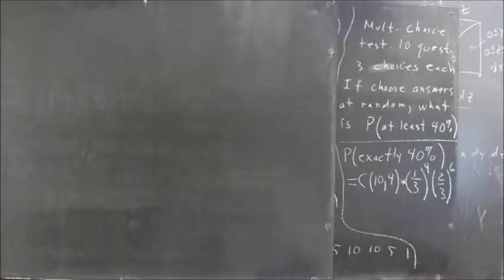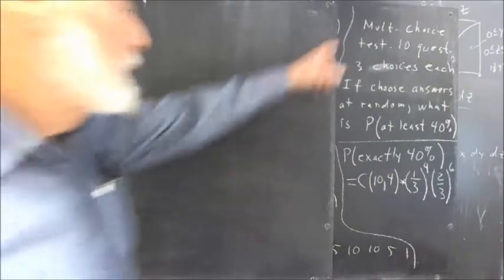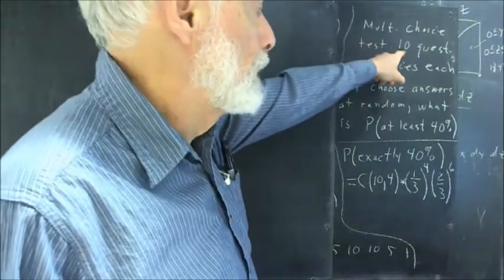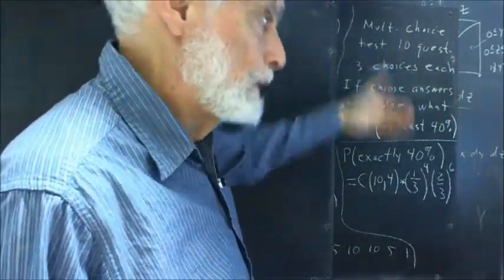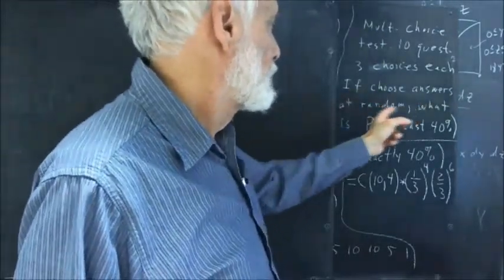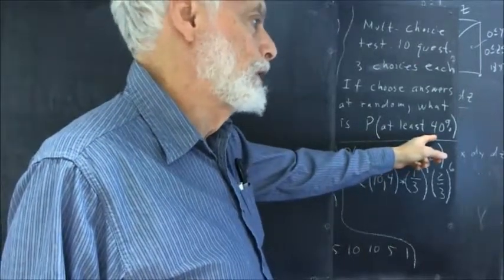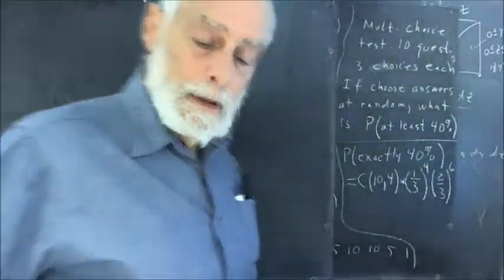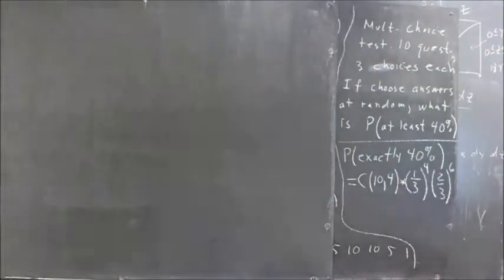Okay, we have a situation where we have a multiple choice test, and the multiple choice test has, let's say, 10 questions, and there are 3 choices for each question, only one of which is correct. The question is, if we choose answers at random, what's the probability that we get at least 40% on the test? So you might want to pause and think about that.